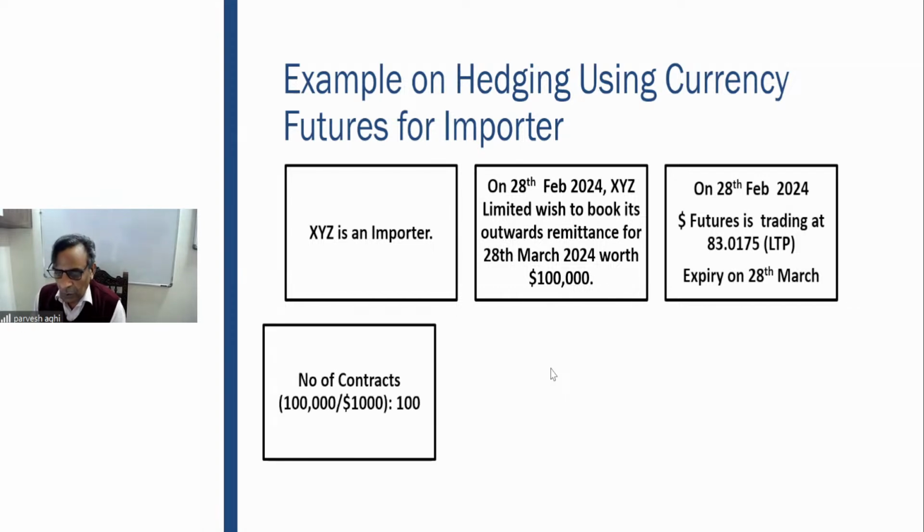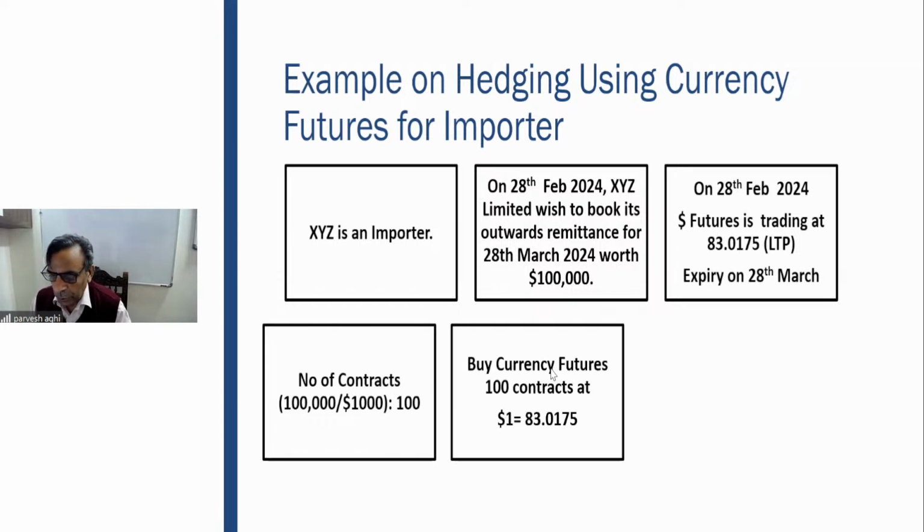Now that means you have $1 lakh, so you have to buy contracts. $1 lakh divided by 1,000, so you have to take a position in 100 contracts. Now what are you going to do? You are going to buy currency futures.